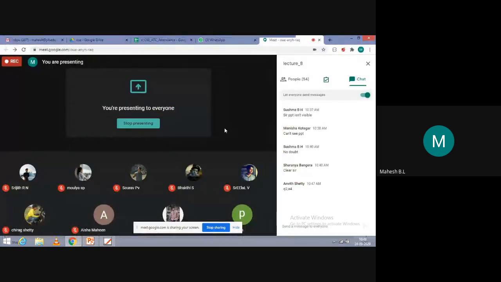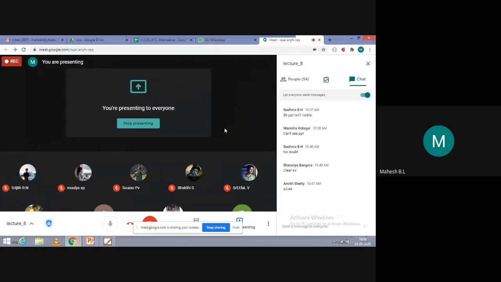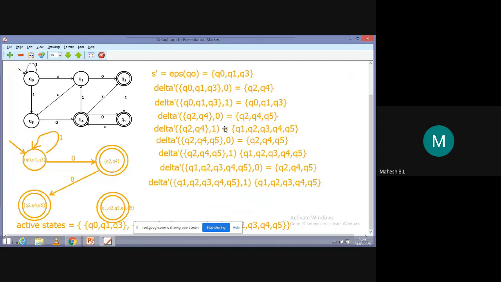Then what is Q2 Q4 on 1? Q2 Q4 on 1 goes to Q1 Q2 Q3 Q4 Q5. So next we have this transition. Okay, that is Q2 Q4 on 1. Next we need to consider Q2 Q4 Q5 on 0.